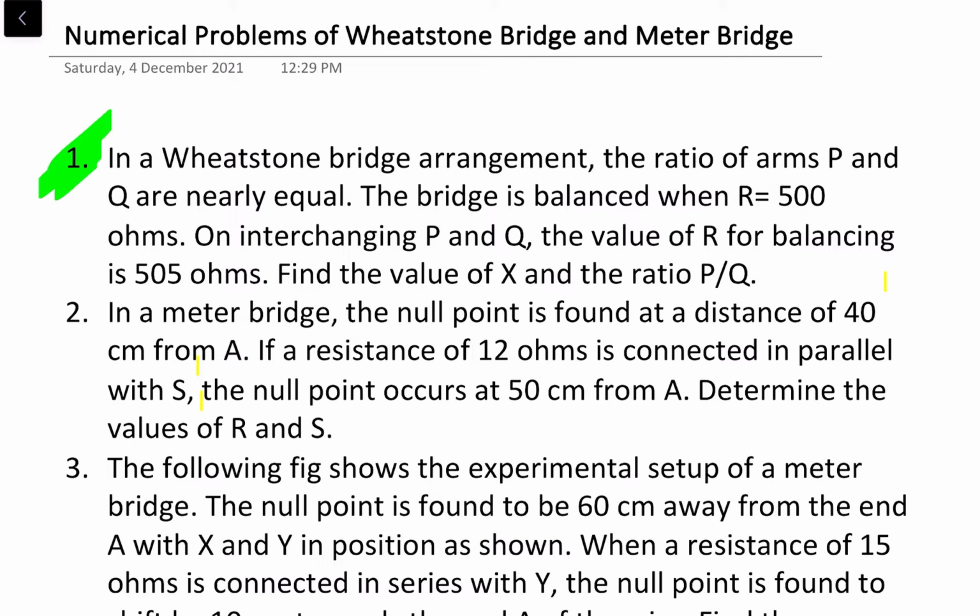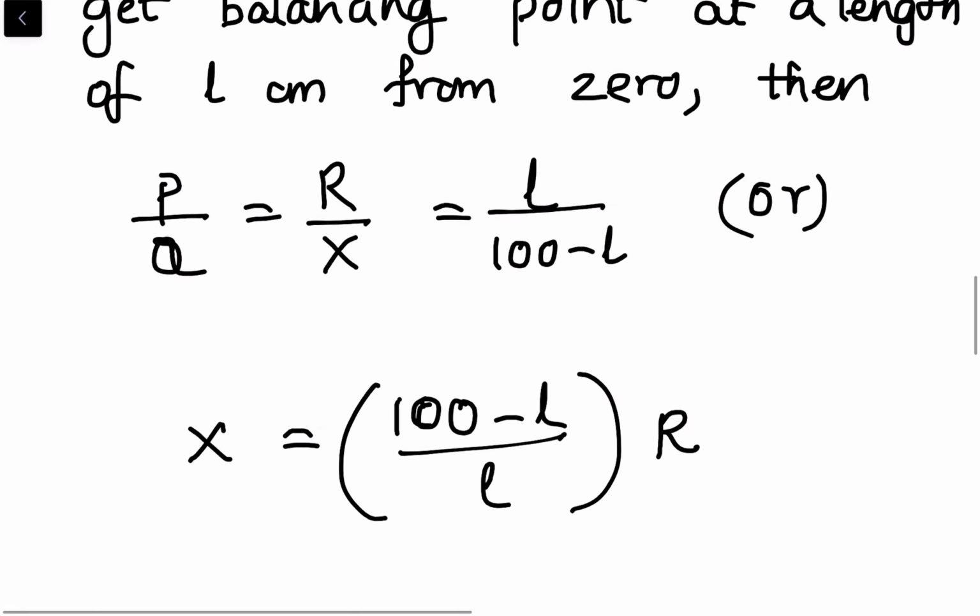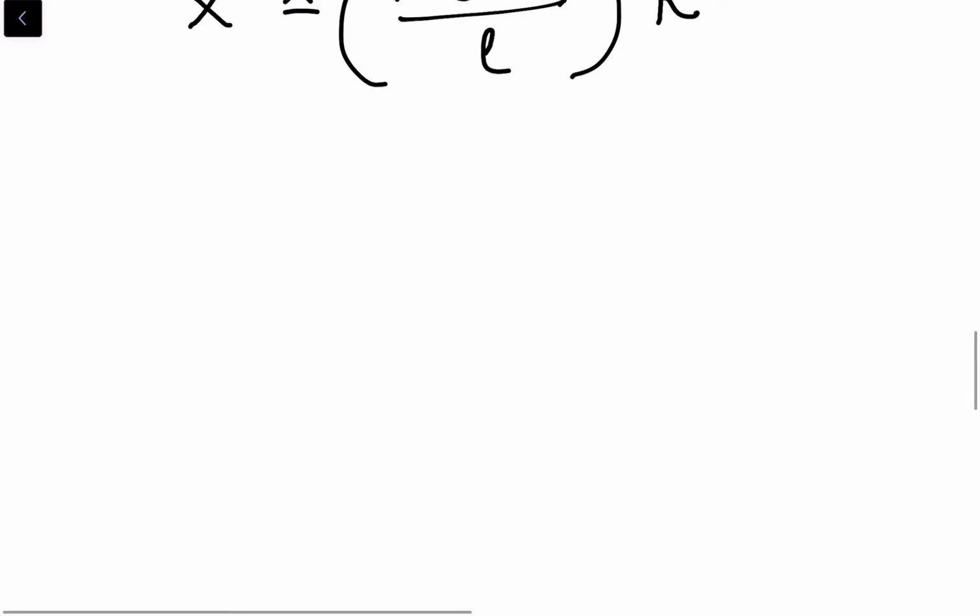On interchanging P and Q, that means in the place of P you placed Q and in the place of Q you placed P, we got the balancing, that is the galvanometer shows zero deflection, when R is equal to 505 ohms. Then we have to find the value of X, that is the first part, and second we have to find the ratio P by Q. Okay, so let's start our solution for this first problem.